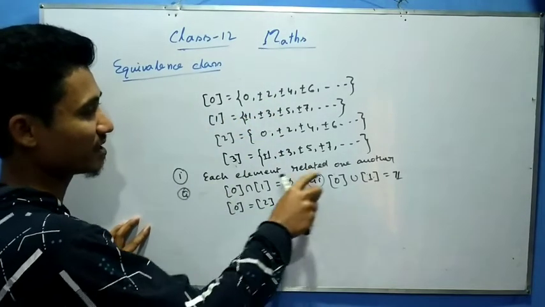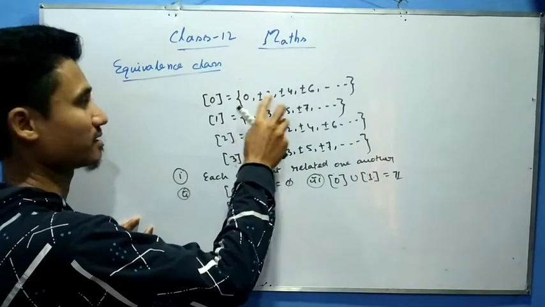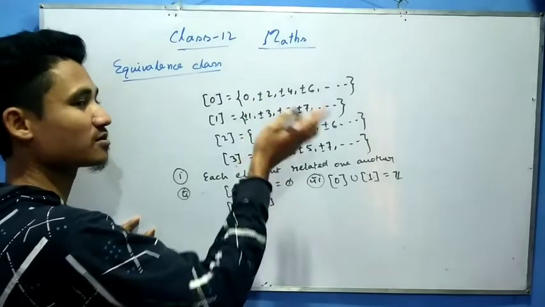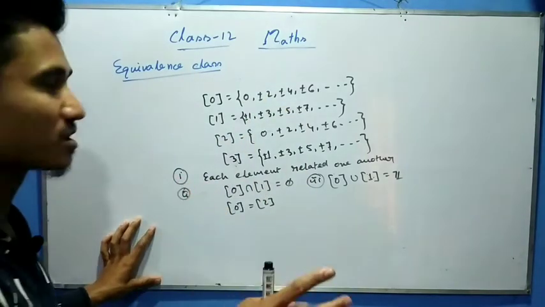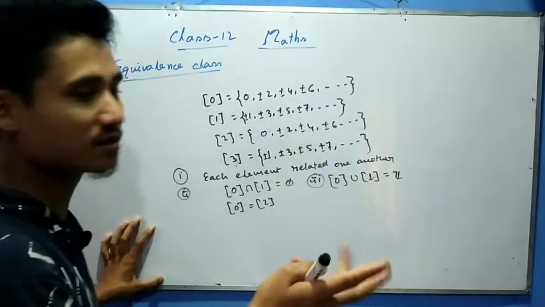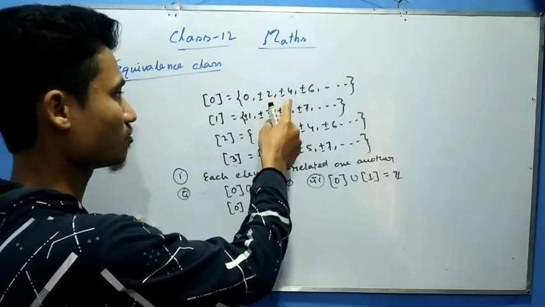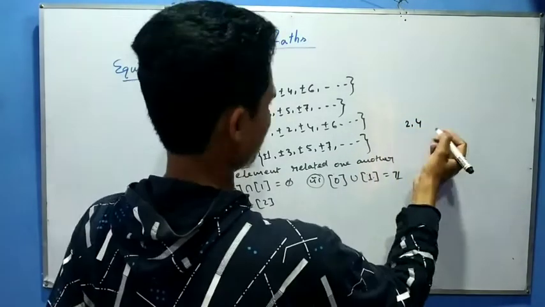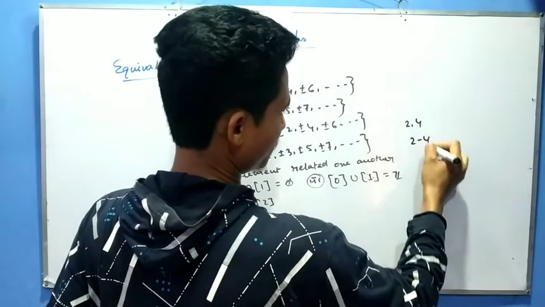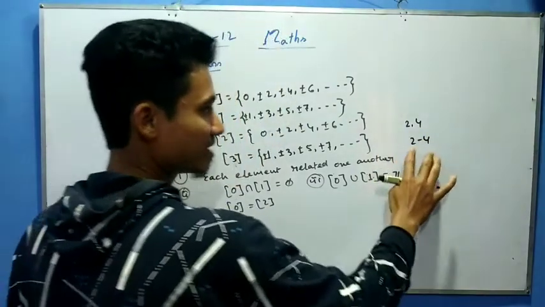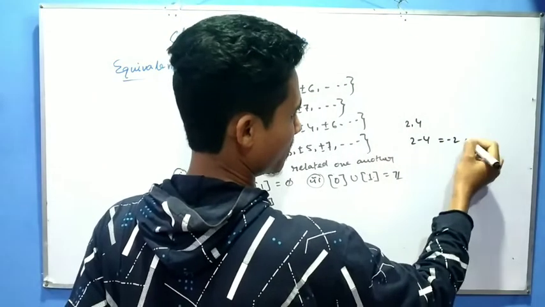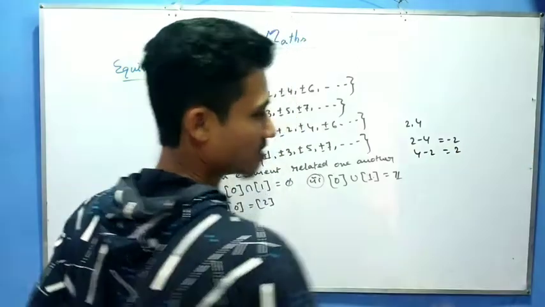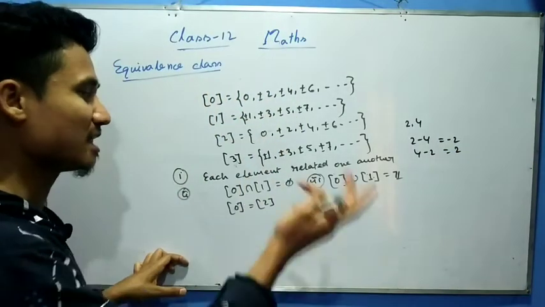You can check also that each element is related to one another. We can say 0 and 2 are related. Why? 2 minus 0 is divisible by 2. Or we can say 2 and 0 are also related, because 0 minus 2 is also divisible by 2. You can check also 2 and 4. Are they related? If they are related, then their difference must be divisible by 2. 2 minus 4 is minus 2, which is divisible by 2. Can I say 4 and 2 are related? Yes, obviously. 4 minus 2 is 2, which is also divisible by 2. So each element will be related to one another.